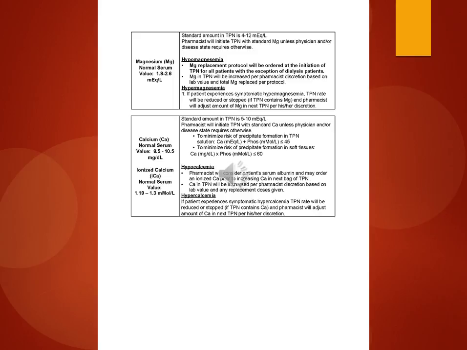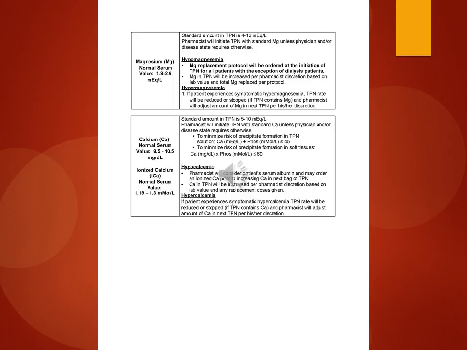Magnesium, Mg. Normal serum value, 1.8-2.6. Standard amount in TPN is 4 to 12 mg per liter. Pharmacist will initiate TPN with standard Mg unless physician and/or disease state requires otherwise. Hypomagnesemia: Mg replacement protocol will be ordered at the initiation of TPN for all patients with the exception of dialysis patients. Mg in TPN will be increased per pharmacist discretion based on lab value and total Mg replaced per protocol.